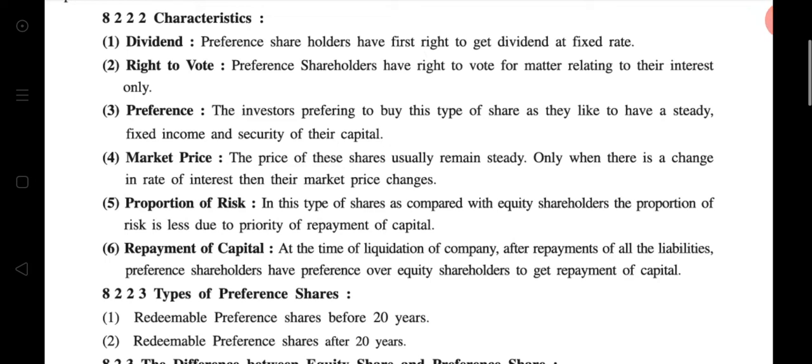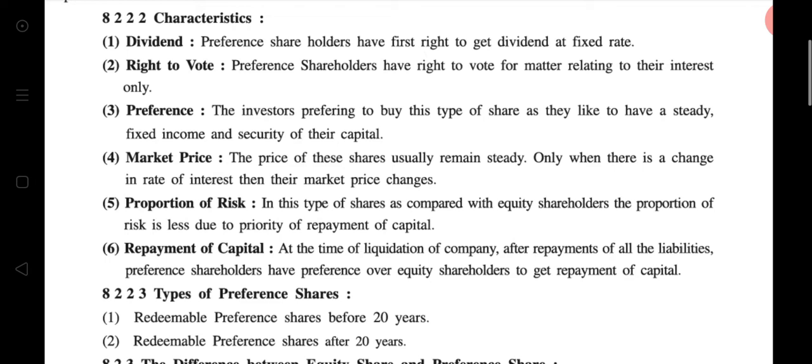See students, it is a very easy chapter. This chapter is a little bit lengthy, but not that much. It is a very easy topic and also very useful for the future. Equity shareholders, preference shareholders, finance, all these terms are very important for the commercial field. So try to understand all these topics deeply.